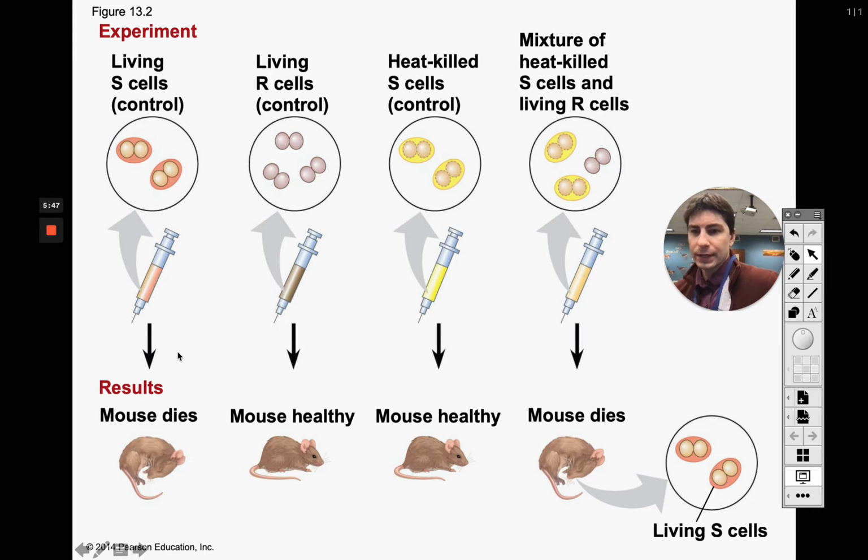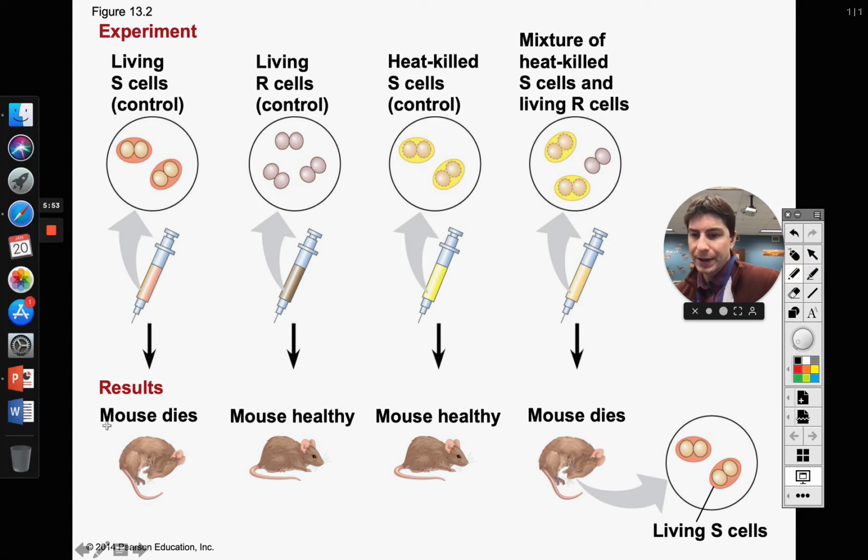Now, for the first one, they injected a mouse with the bad strain, the S. And obviously, just as expected, the mouse dies. So, mouse died. And now, since the S is bad, or virulent is another word for it, I'll write that here.